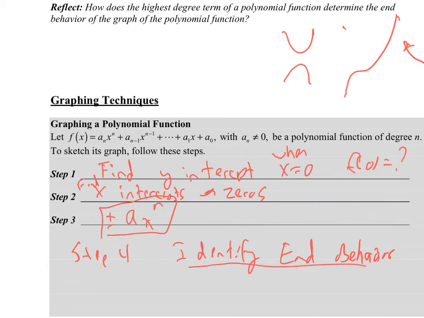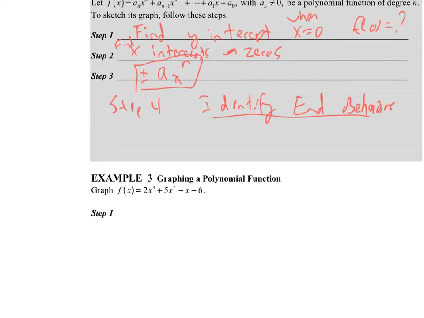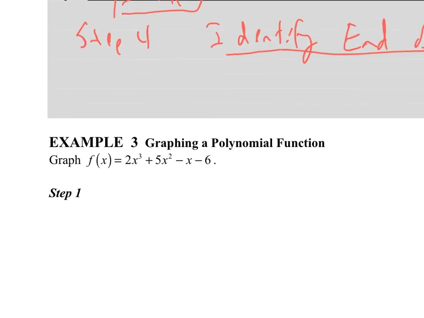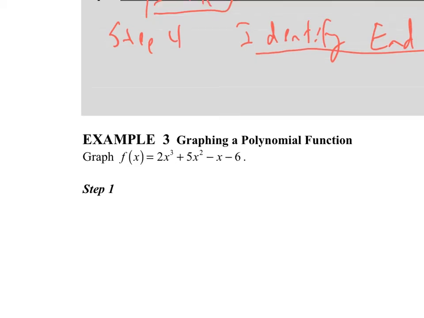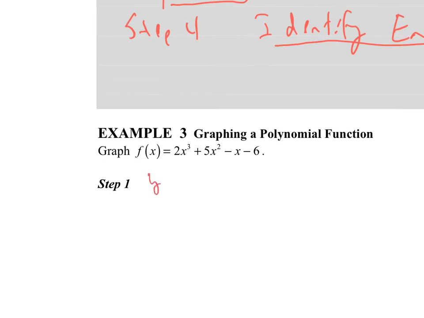Okay. Page on here. Oh yeah, example. Here we go. Graphing another one. I guess we're still doing them by hand. Let's see. Well, let's practice what I preach. Let me find my y-intercept.